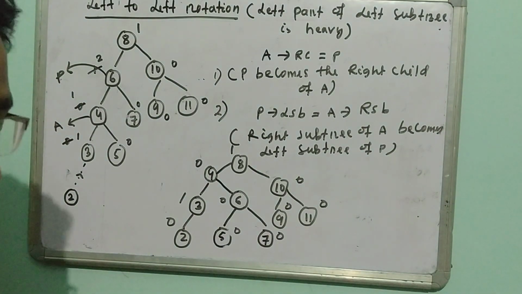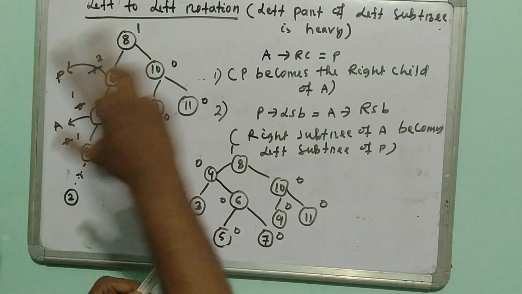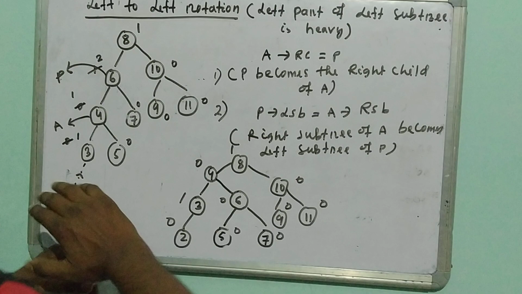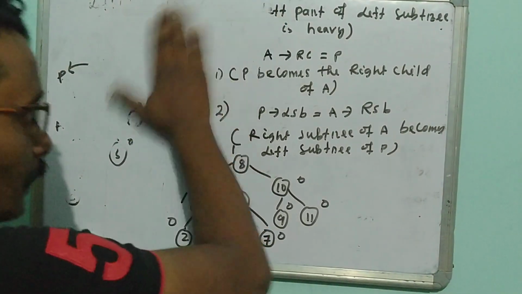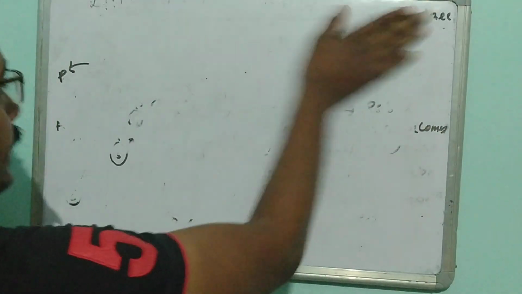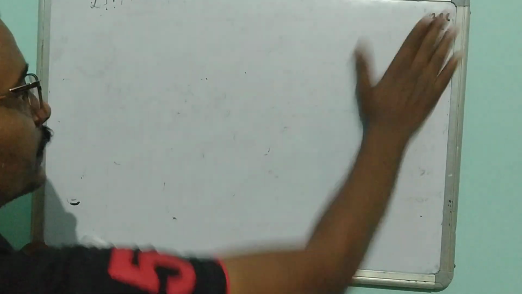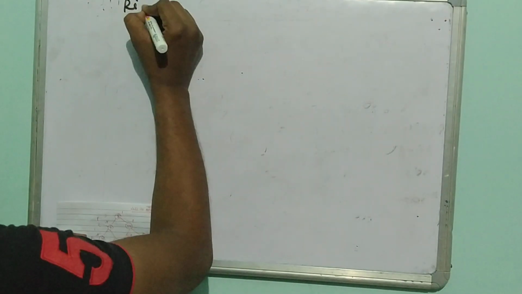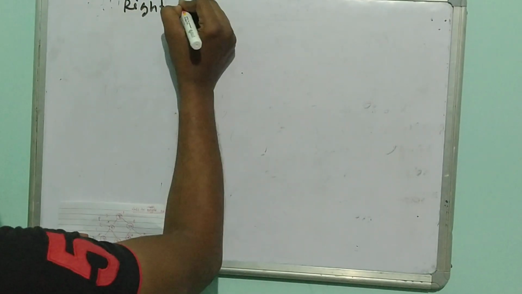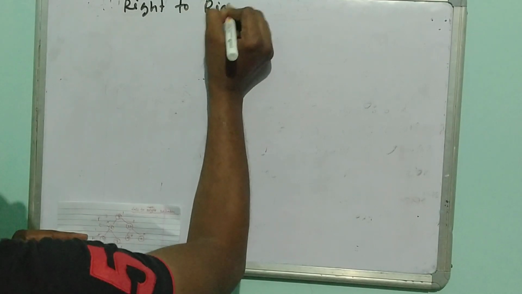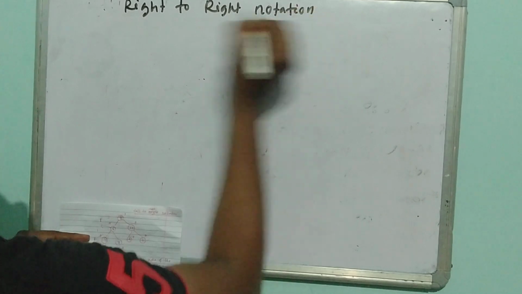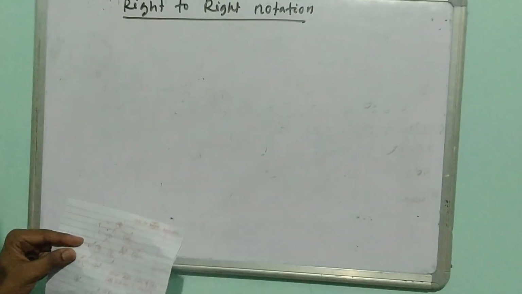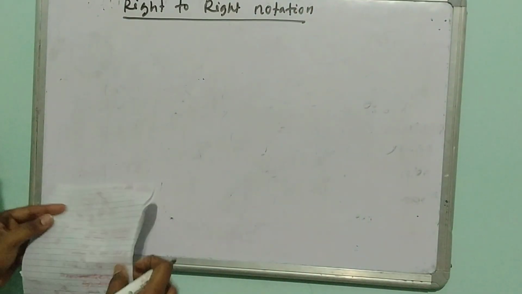Then come to the right to right rotation, where the right part of the right subtree is heavy and we have to make it balanced. Now see the right to right rotation. I am writing right to right rotation. Again I am telling, the right part of the right subtree is heavy.